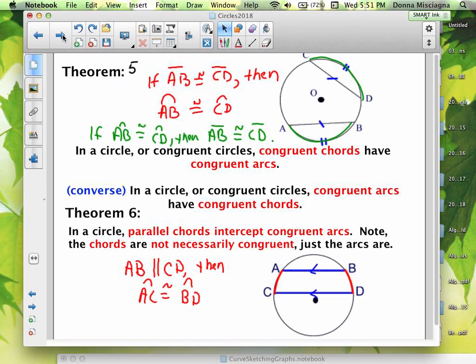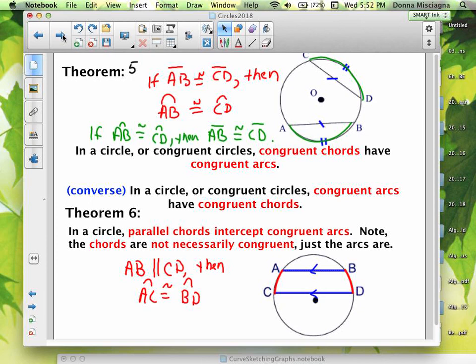Right? So that means that if the chords are the same length, the arcs are going to be the same length. And that makes sense, because if the chords are the same length, they're going to slice off the same amount of the circle. Right? So if AB is congruent to CD, then arc AB has to be congruent to arc CD. And that works the other way as well. In a circle or congruent circles, congruent arcs have congruent chords. So if arc AB is congruent to arc CD, then segment AB has to be congruent to segment CD. It works both ways.